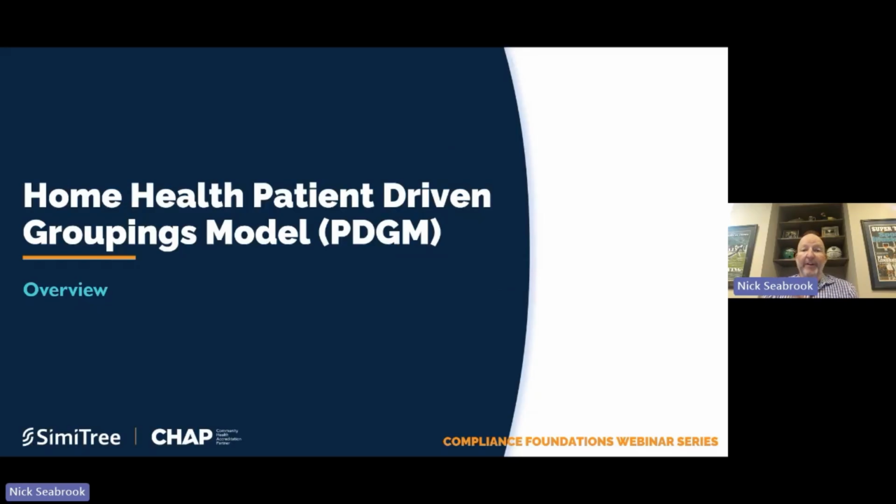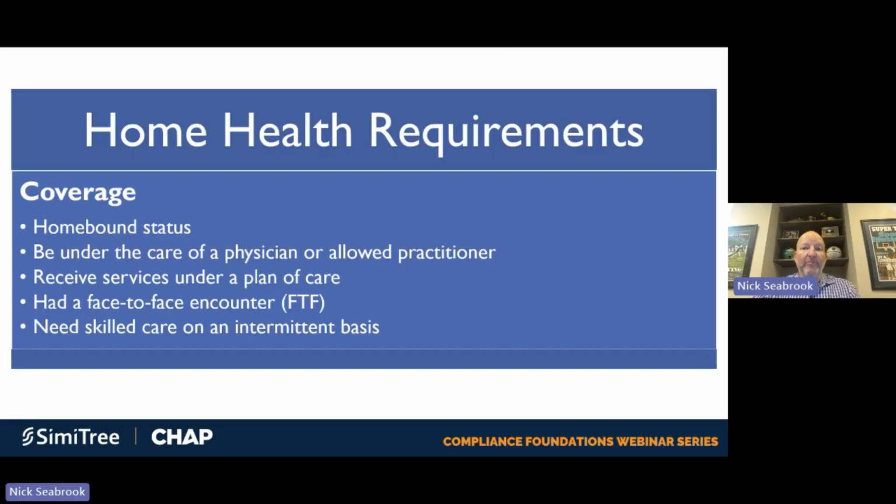So we'll start, like I said, with the home health side of the business, and we're going to talk about the patient-driven groupings model, which again was introduced in 2020. First, we're going to talk about some of the home health requirements, and then again, this all is going to tie into the billing and how the billing component works in PDGM.